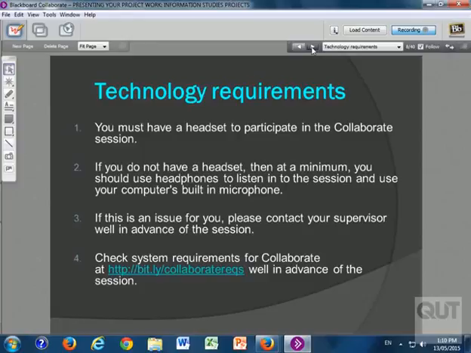Technology, okay, this is obviously very important for us. They're really very simple. You need a headset to participate in the Collaborate session. The headset can be any form of headphones that you can actually just listen to the presentation through.